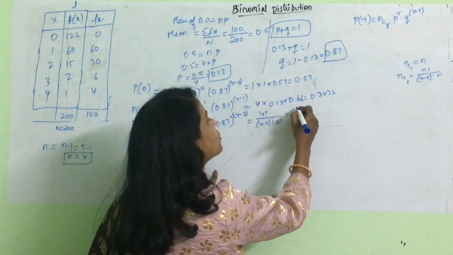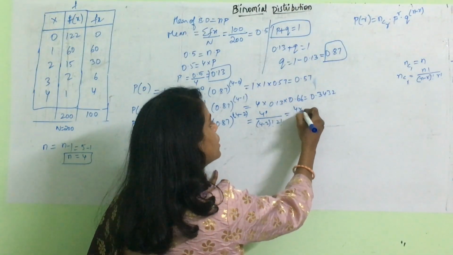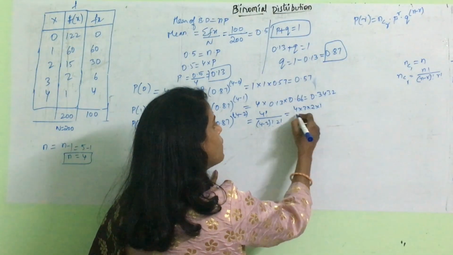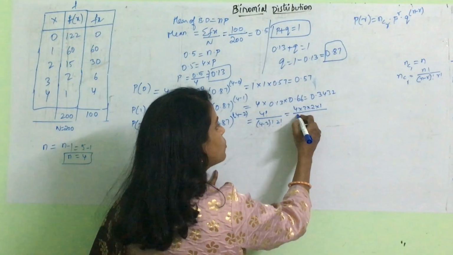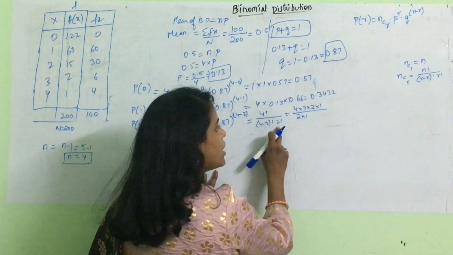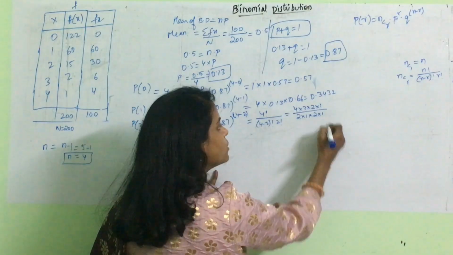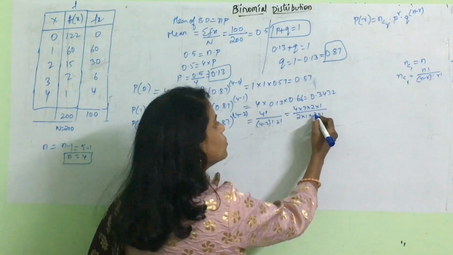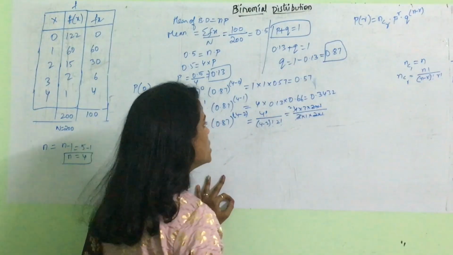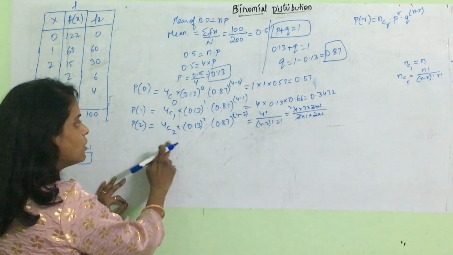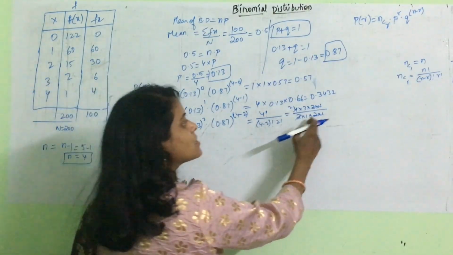So what is 4 factorial? That is 4 into 3 into 2 into 1 by, what is 4 minus 2? 2. So 2 factorial is 2 into 1. Again we have one more 2 factorial, so again 2 into 1. So the 2 ones get cancelled, 2 twos are 4... 2 threes are 6. So the total value of 4C2 is nothing but 6.